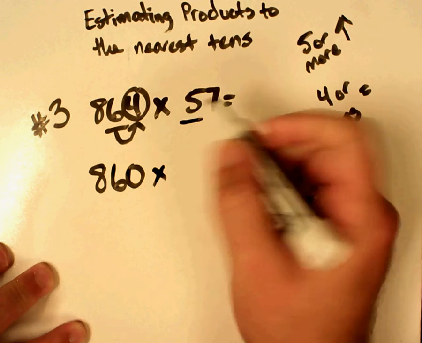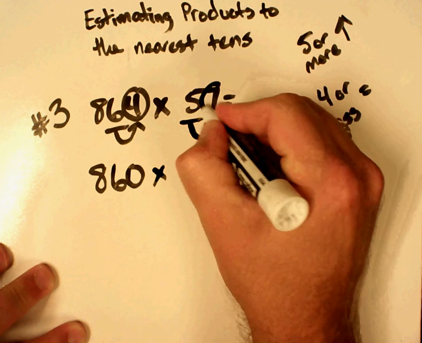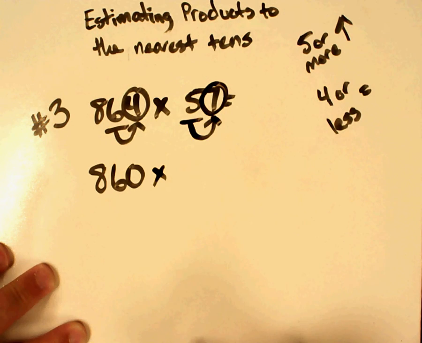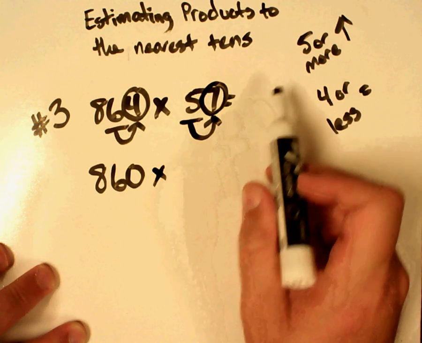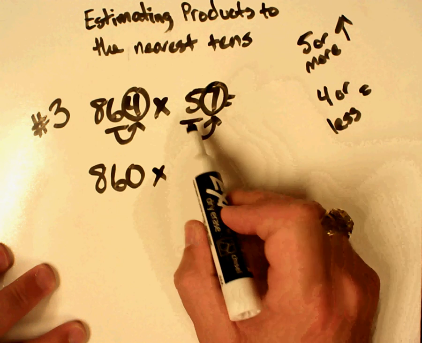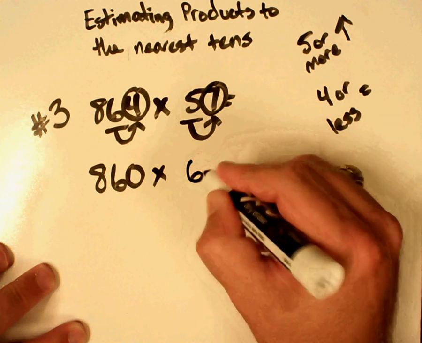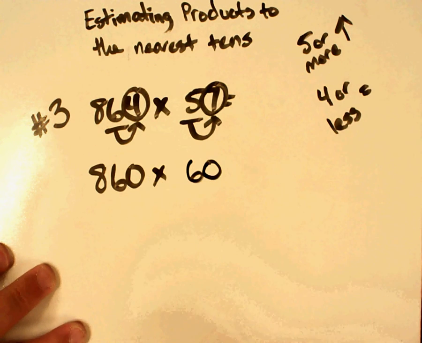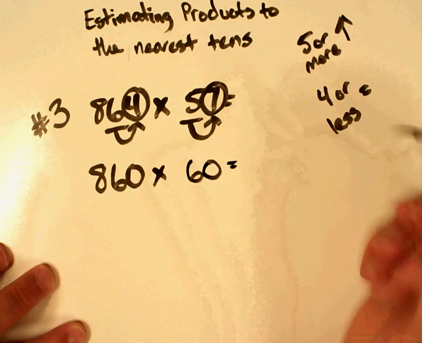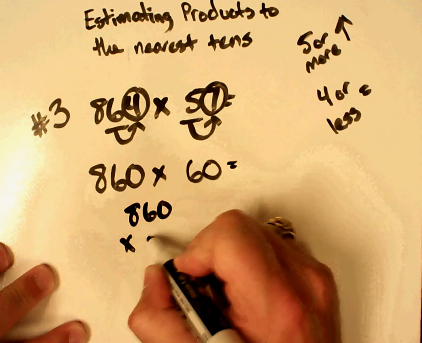Once again, rounding to the tens place. Looking back to the right to see what I need to do. My 7 is 5 or more, so I'm going to raise it. I'm going to raise my 5. I'm going to raise the score. And my 5 becomes a 6. And my 57 rounds to 60. Multiply 860 times 60.